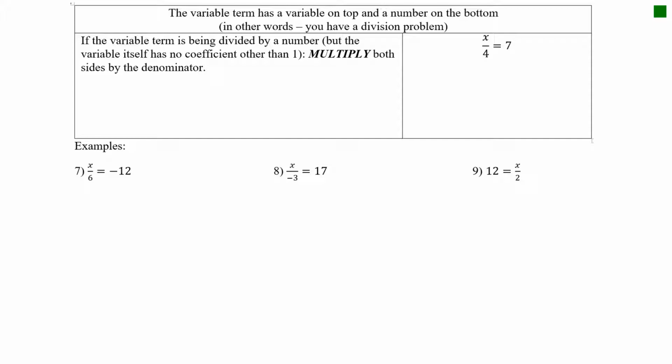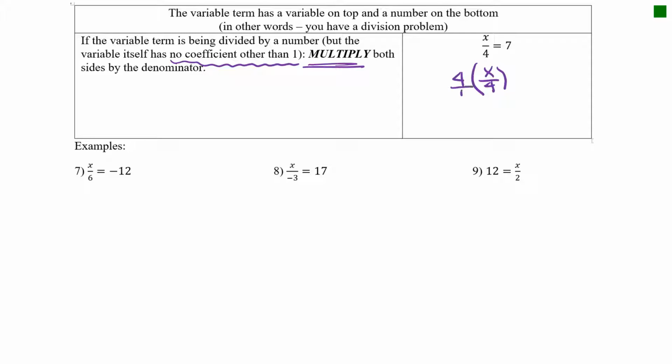Okay, type 3 is the variable term, where the term has a variable on top and a number on the bottom. In other words, you have a division problem. If you have division, you are going to multiply. Now, that's when there's no coefficient other than the number 1. So over here, I have x over 4. I'm going to multiply. For multiplication, we're going to use parentheses. I'm going to multiply by 4.